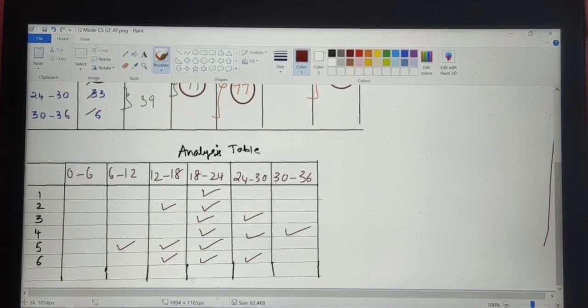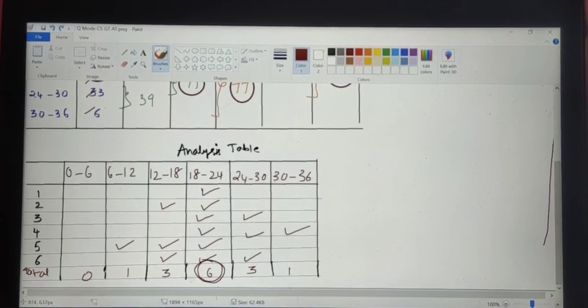Now we are supposed to make the total of each column. Here it is 0, we have 1, then we have 3, then we have 6 tick marks here, then again 3 and 1. So what is the highest number in the analysis table? You have 6 as the highest.